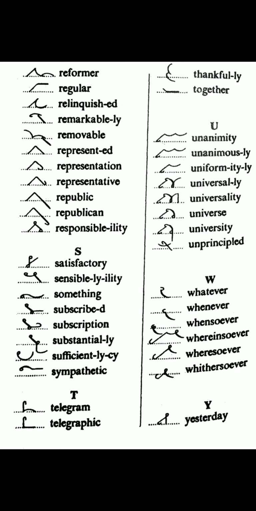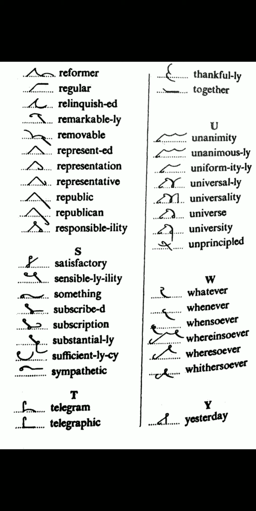S circle, B, SKR circle is used here for subscribe and subscribed. S circle, B, SKR with shun hook is used here on the line for subscription. S circle, B, S circle, T with N stroke for substantial or substantially. S circle, F with upward ish on the line is used here for sufficient, sufficiently or sufficiency.